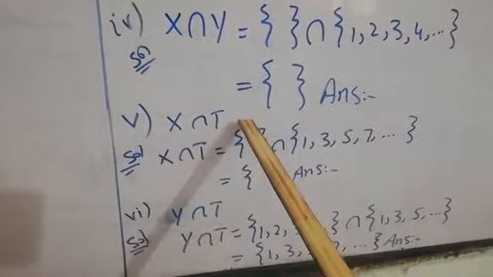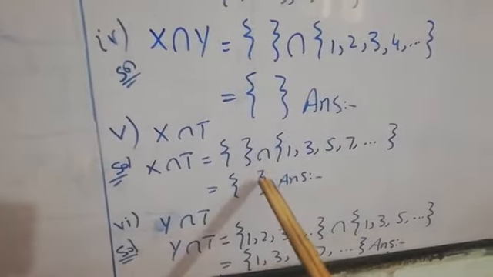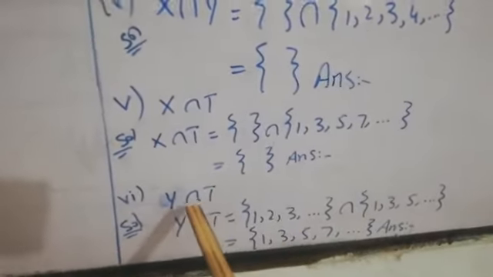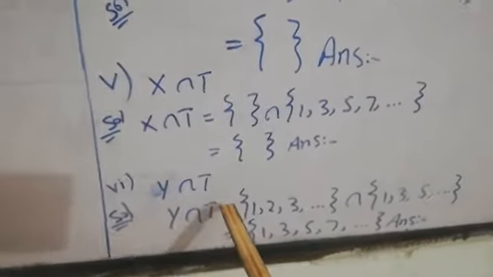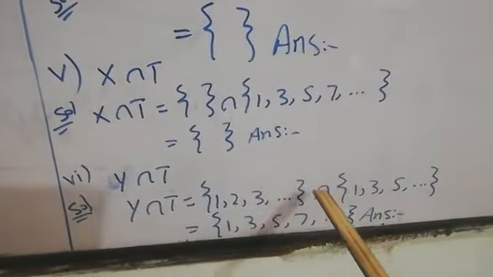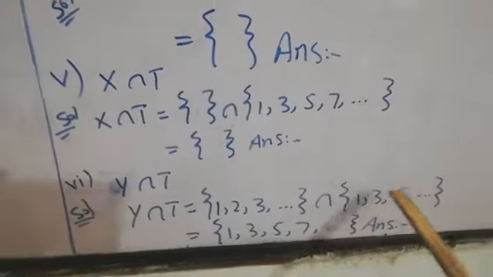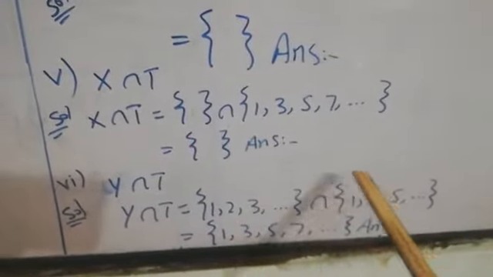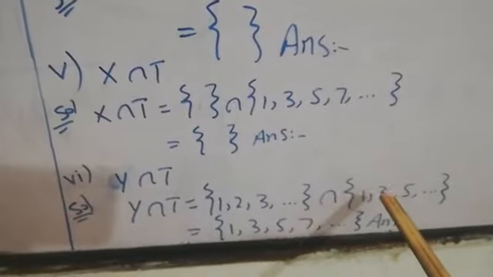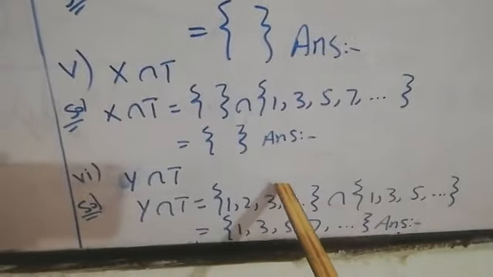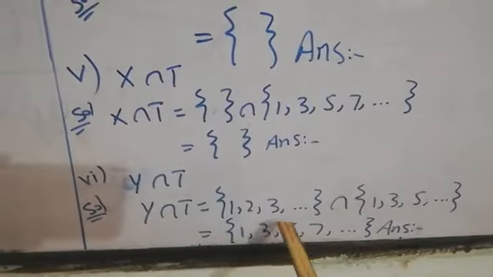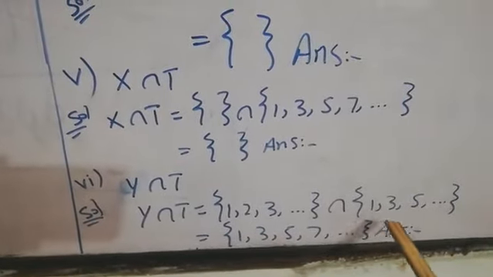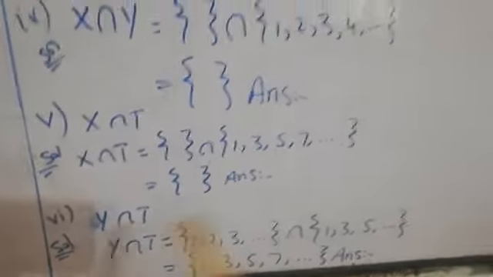Like this, x intersection t: x is phi, so its answer is also phi. And the sixth part is y intersection t. Y is 1, 2, 3 up to so on, intersection 1, 3, 5 up to so on. So we will write the common elements. Common elements means we will take the odd numbers from here and the odd numbers from here, and then write the set of odd numbers 1, 3, 5, 7 up to so on.